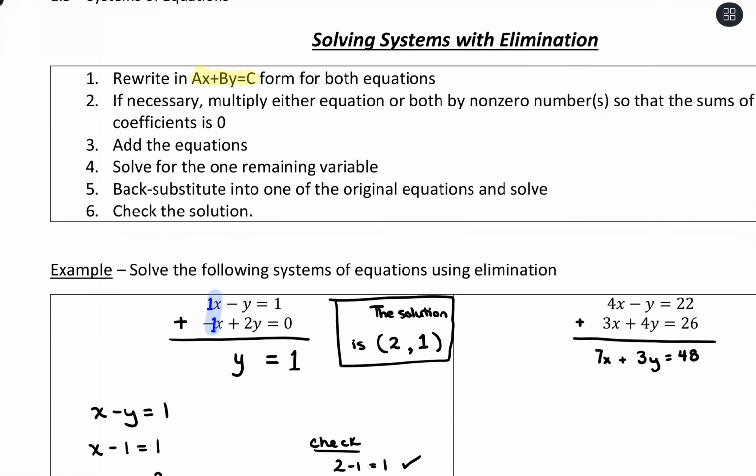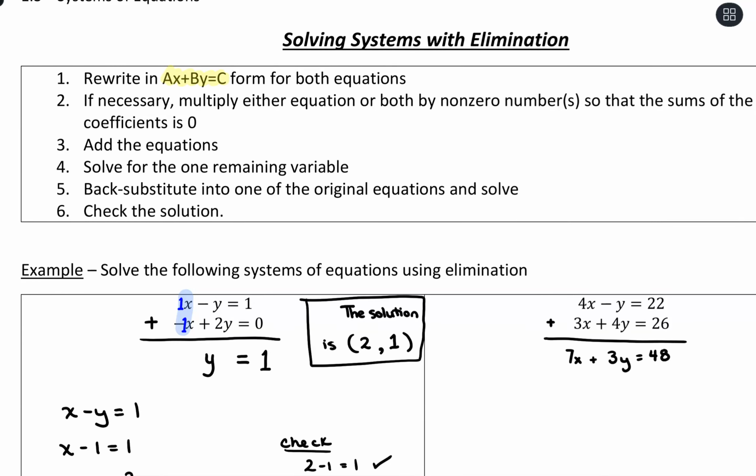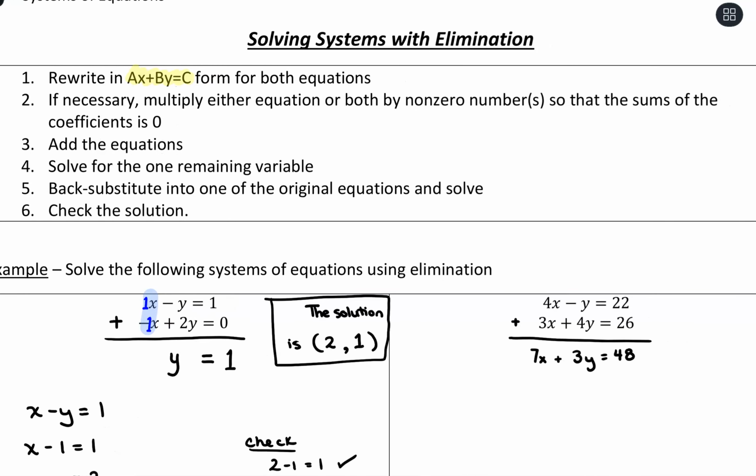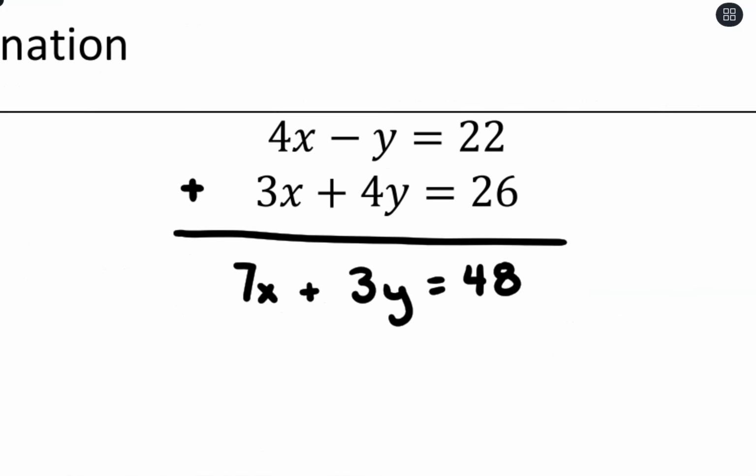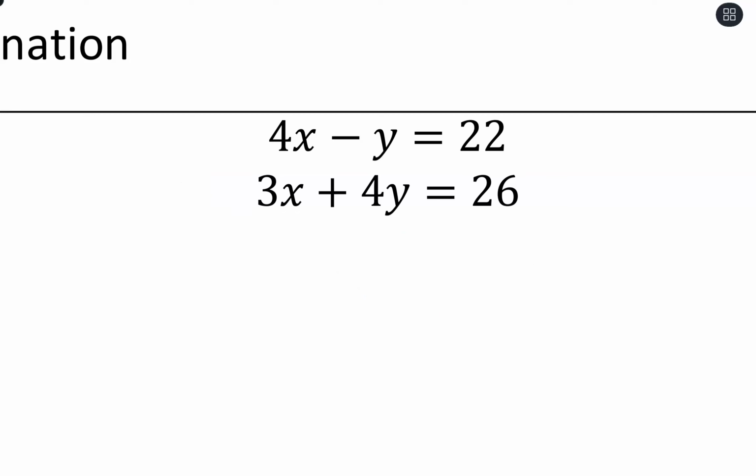So with elimination, we're working vertically with our two equations, and our goal, in the whole setup of it, is to get one of our variables to cancel out, to have it turn into 0. So that's what this part means, that we want to work with it so that the sum of the coefficients is 0. So like 1 plus a -1 was 0 for the first case. Now with this case, 4 plus 3 is 7, -1 plus 4 is 3, so we're stuck there. So we have to go back to the drawing board and start over.